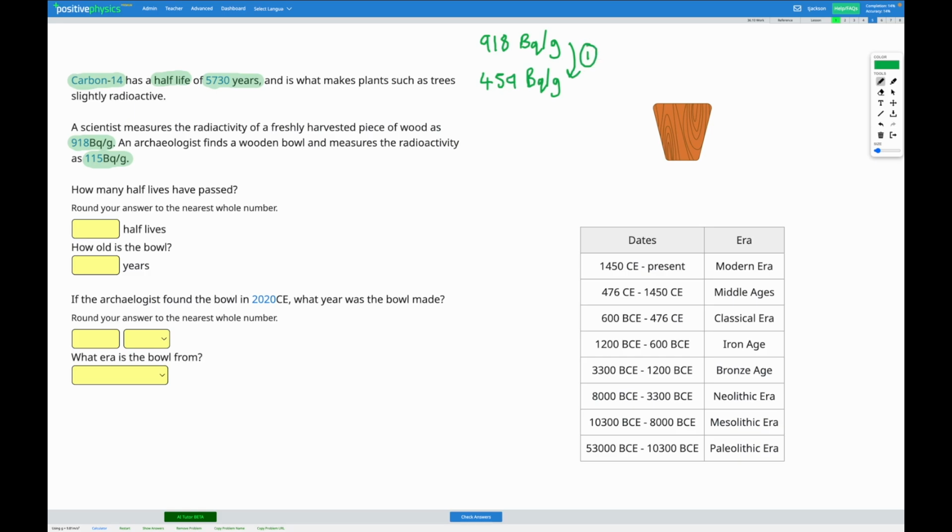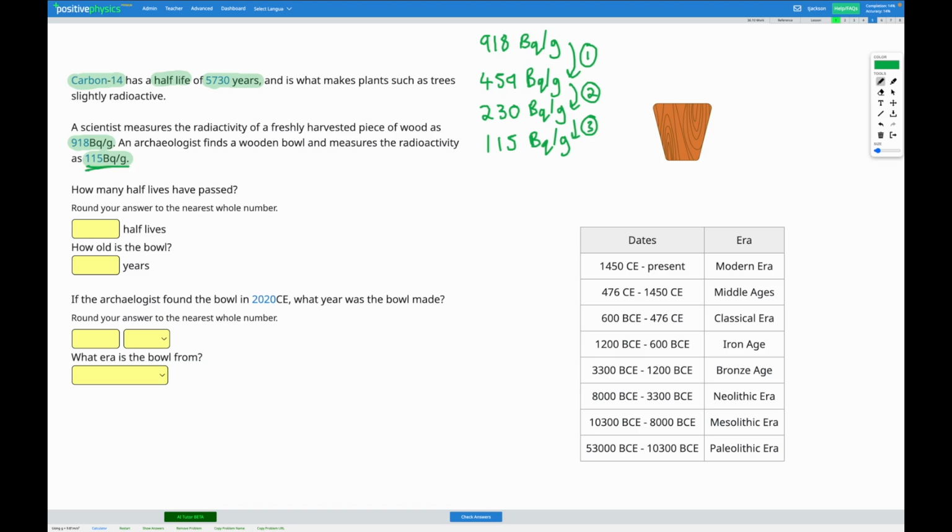After another half-life, it's going to half again. So half of 459 gives us about 230 becquerels per gram. That's our second half-life that's passed. If we halve again, we're going to end up with 115 becquerels per gram. And that's what we were told in the question is the radioactivity of our wooden bowl.